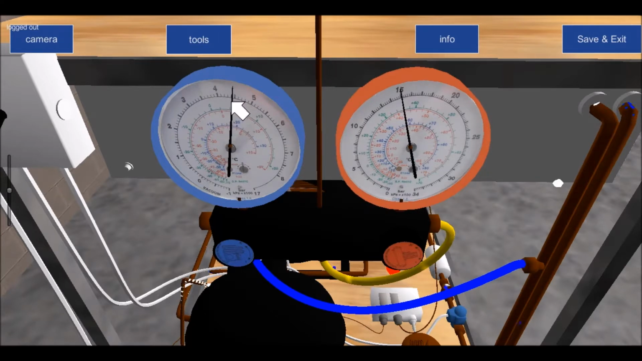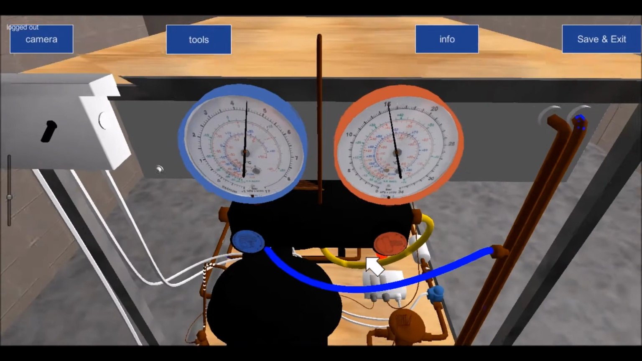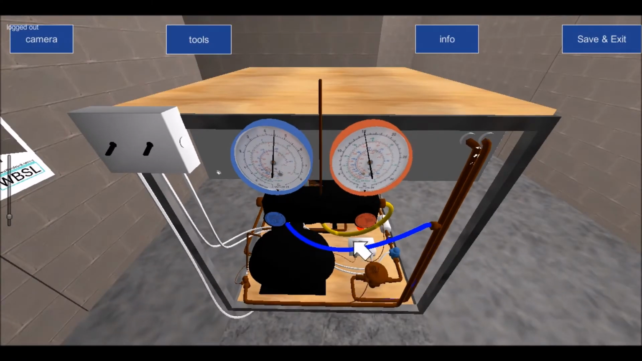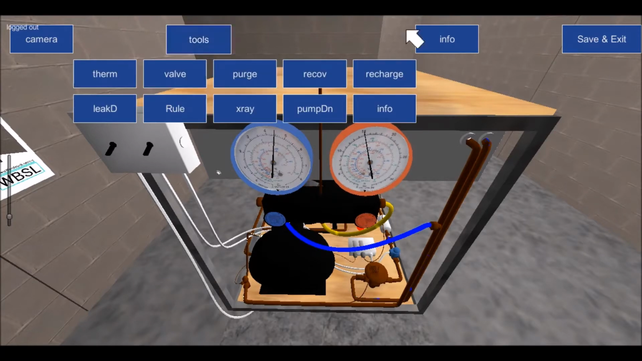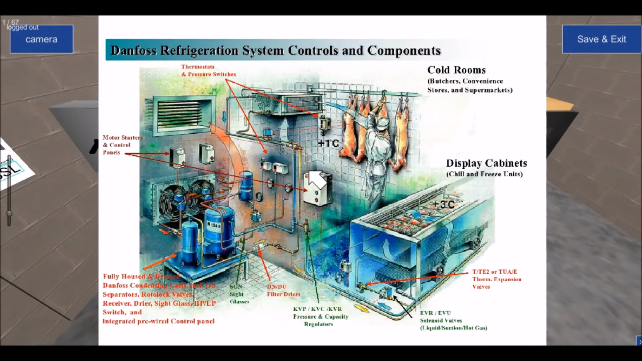Now, to get back to the point I was trying to make to you, which was about pumping down the system, or the system being controlled as a pump down. Just to remind us, what we were asked to do in this point here is to describe the control system for a typical butcher's cold room. I'm trying to use the simulator to demonstrate how a typical butcher's cold room works. So I used this diagram here, which is a typical butcher's cold room.